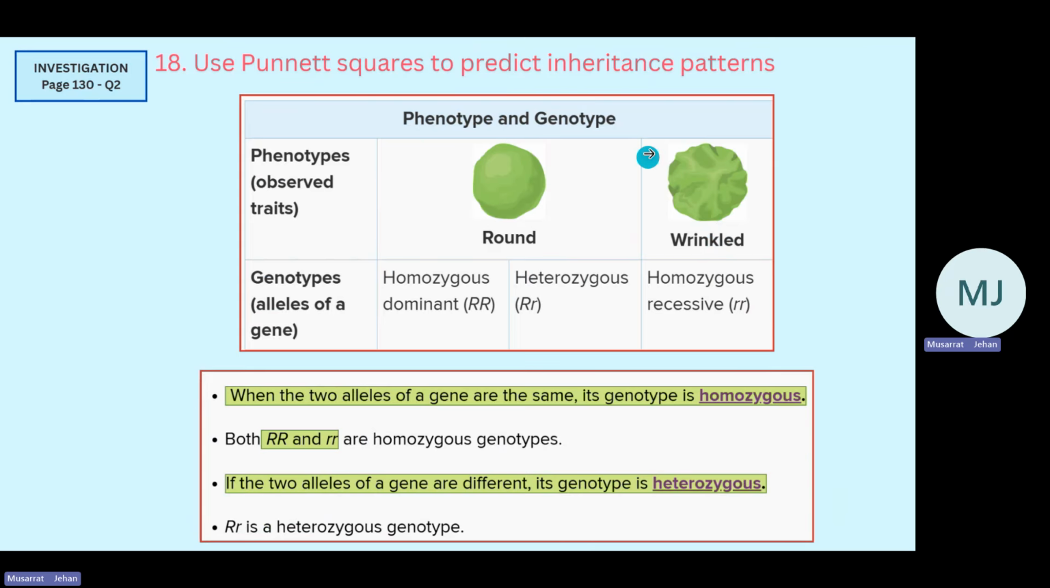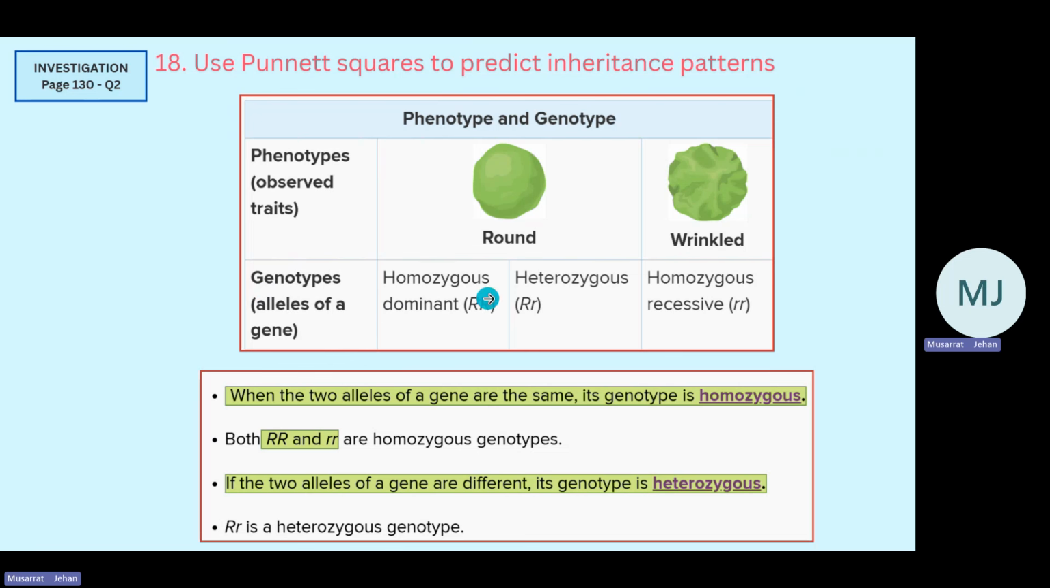So I told you the phenotype and genotype. Phenotype is when we are describing it as round, wrinkled, green, yellow, purple, white. That is the phenotype, how you observe. Brown eyes, blue eyes, tall, short. That is the phenotype. Genotype is telling you the alleles: capital R, small r, capital Y, small y, capital Z, small z, capital R, capital R.